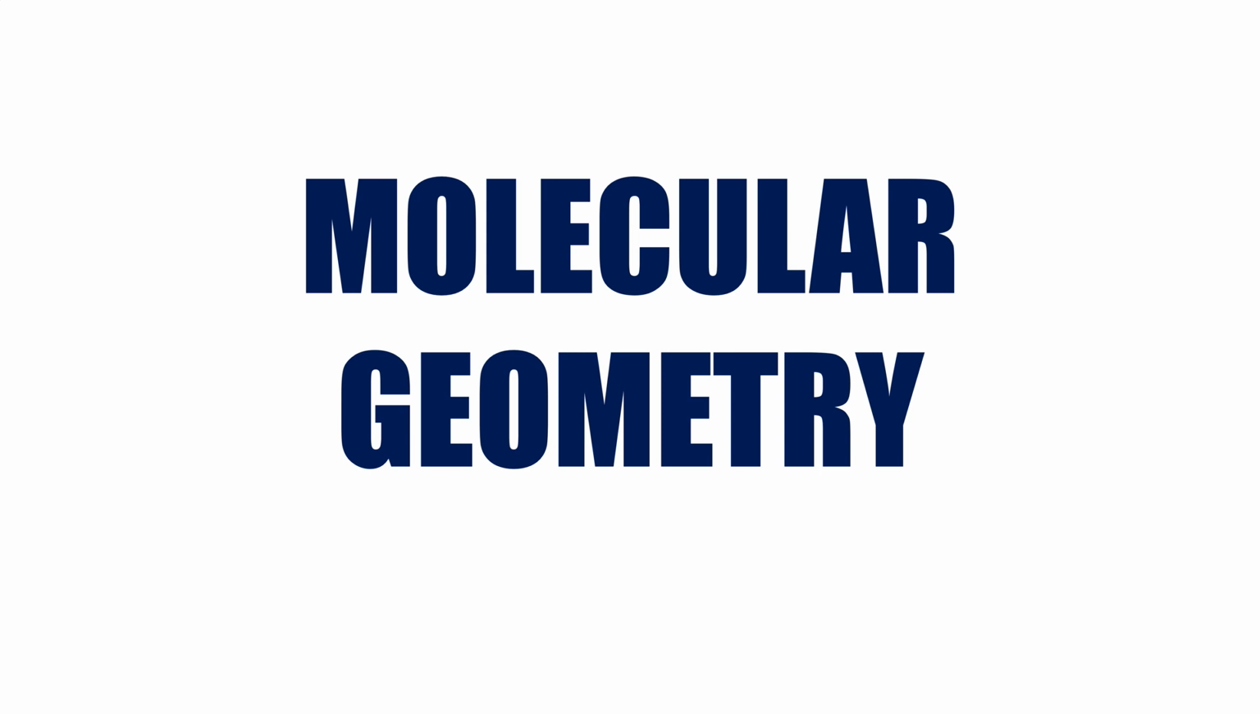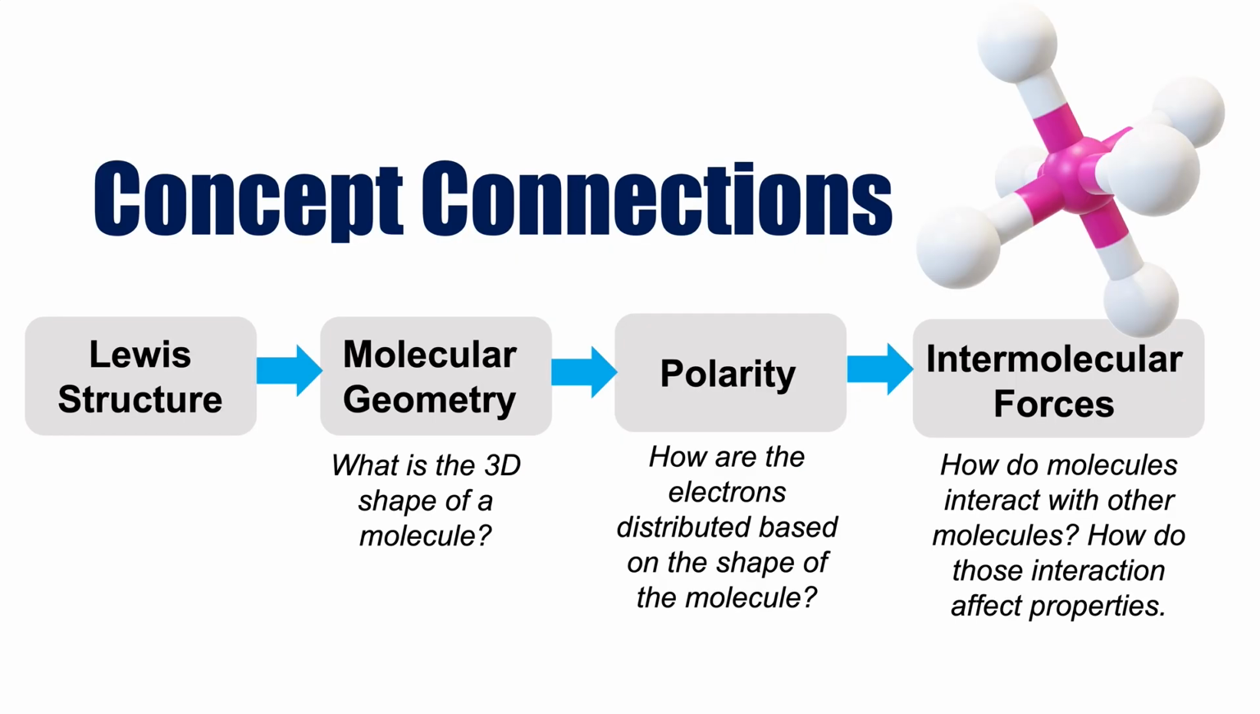In this lesson, we're going to learn how to predict the three-dimensional structure of a molecule. What we've learned so far is how to draw a molecule's Lewis structure, which is a two-dimensional representation. What you're going to learn is how to analyze the Lewis structure to determine the actual three-dimensional structure the molecule takes. We'll use that information in a later lesson to identify the polarity of the molecule, and then in another lesson we'll learn how to predict information about the intermolecular forces that molecules are going to interact with in their environment.